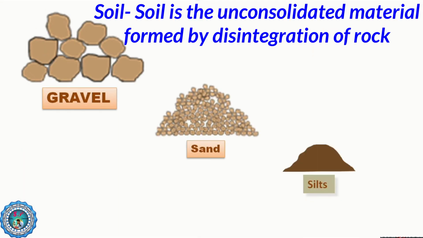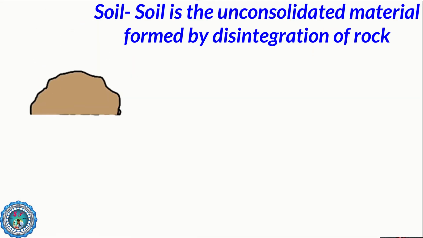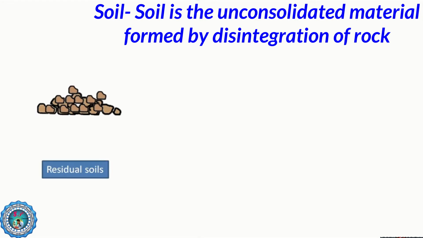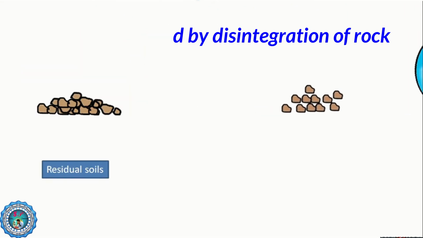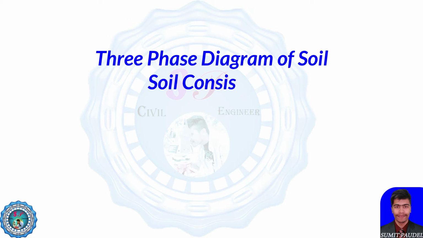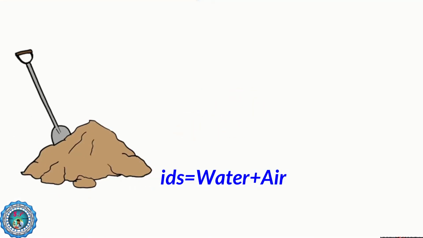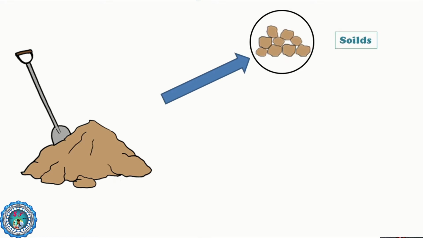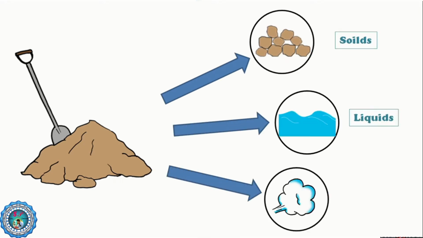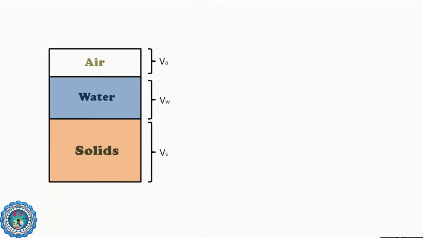What is soil? Soil is the unconsolidated material which is formed by the disintegration of rock, and generally soil is composed of soil solids and voids. According to the three-phase diagram of the soil, soil is composed of soil solid, water and air, and the water and air are commonly called voids.